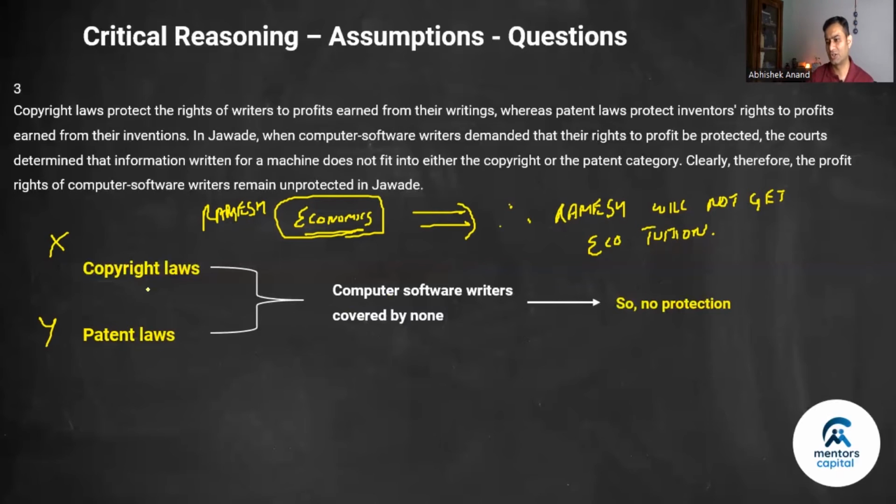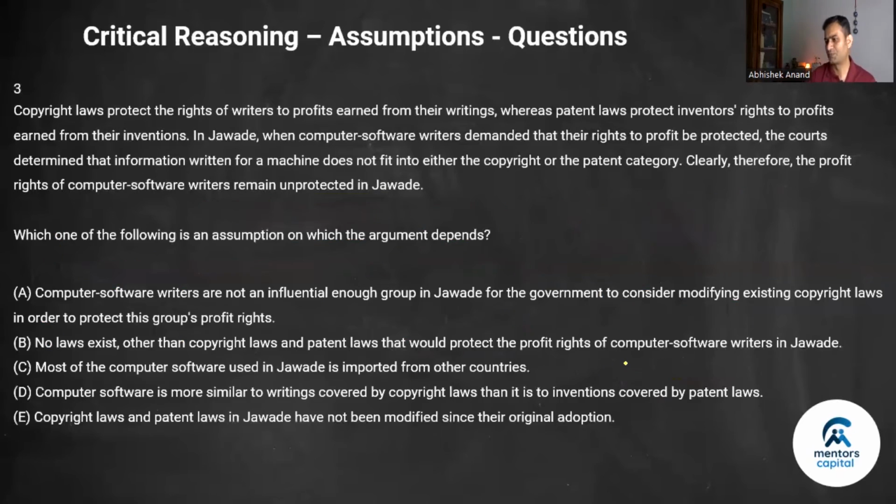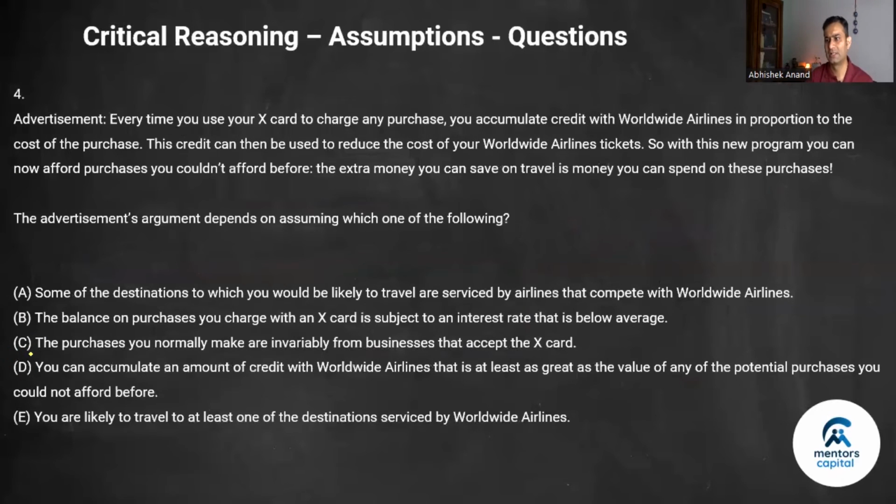So similarly here, there are two laws that protect different categories. This particular category does not come in either of the laws, therefore no protection. So what are you assuming? You're assuming there is no other law which can protect their rights, which means, similar to the example which I gave you, there is no other economics teacher. There could be some other economics teacher also. So for this conclusion to be valid, something that I have to assume is that there is no other law. And the correct answer for the third would be B. So B is the correct answer, right?